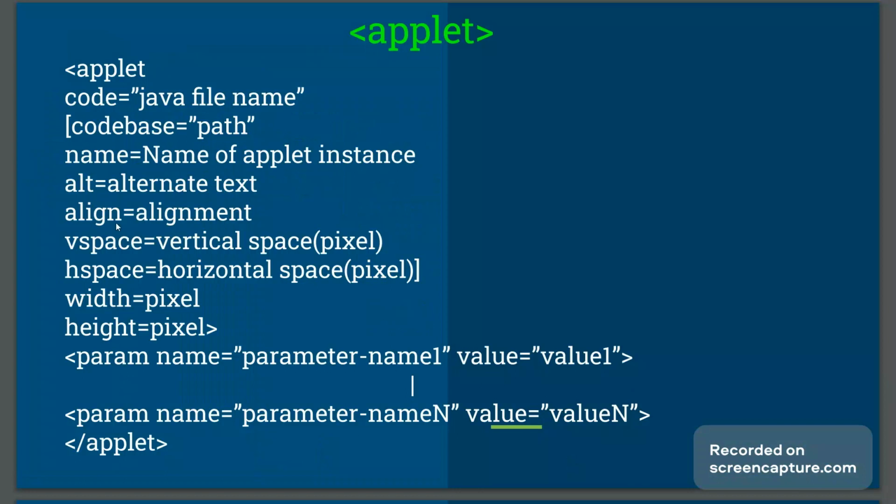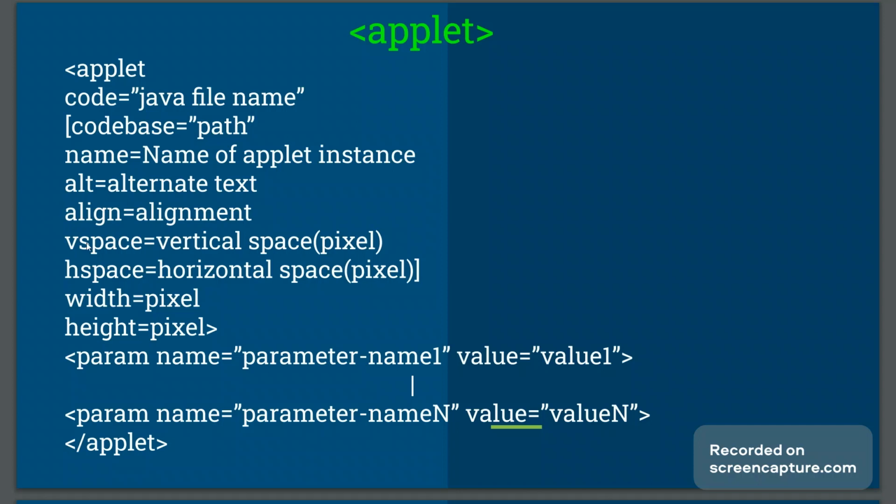Align attribute, it is the alignment of your applet viewer window on screen. By default, when we run an applet viewer window, the window will appear on the top left corner of our screen. We can change this alignment of an applet window to top, left, bottom, right, or center.